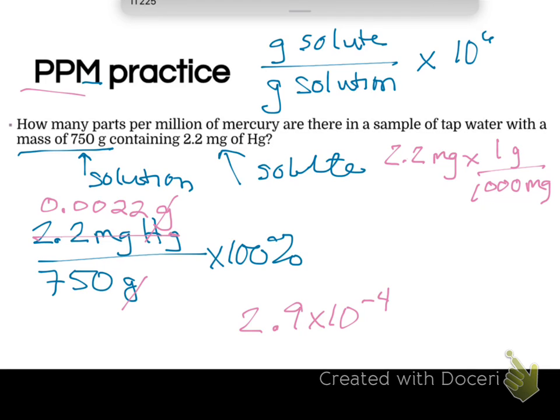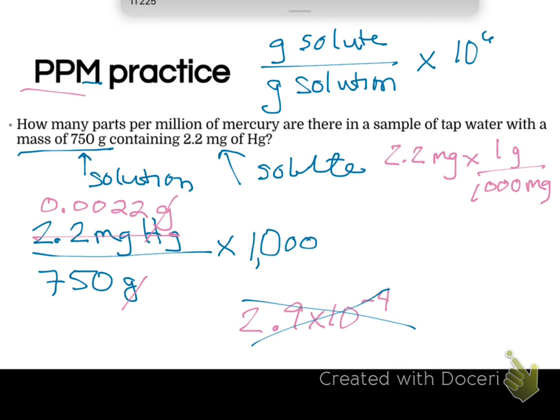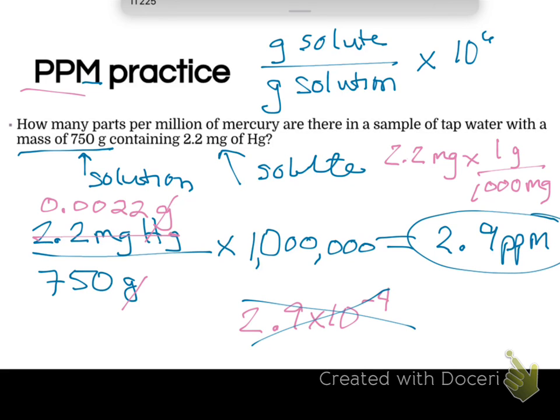We're doing parts per million, right? So we don't want to multiply by 100. We need to multiply by 1,000,000 to get parts per million. Ooh, that was close. Let's cross that one off. Okay, so multiply by 1,000,000, which is a 1 with 6 zeros after it. So that gets us 2.9 ppm. Okay, good.